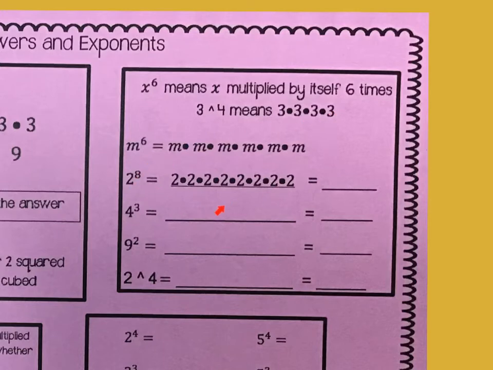So let's do a couple. I'll do 2 of these, and then I'll have you do one on your own. So let's take a look at 4 to the 3rd power. So we're going to write it in expanded form. So 4 times 4 times 4, which is, well, what's 4 times 4? 16 times 4. Well, what's 16 times 4? 16 times 4, 64.